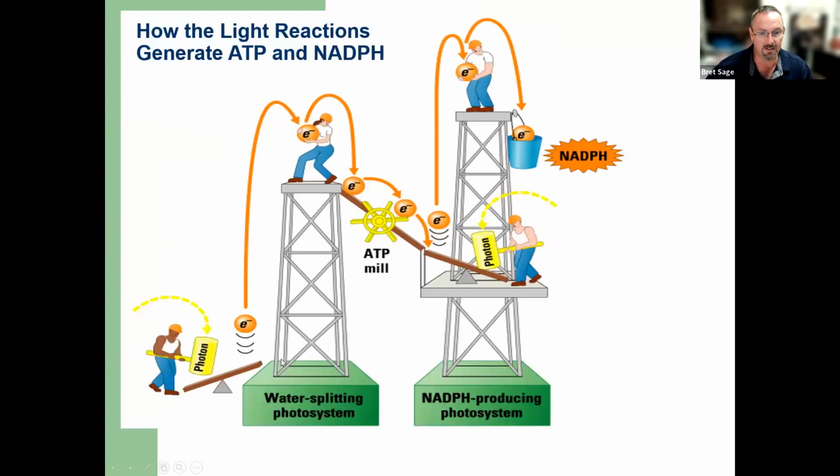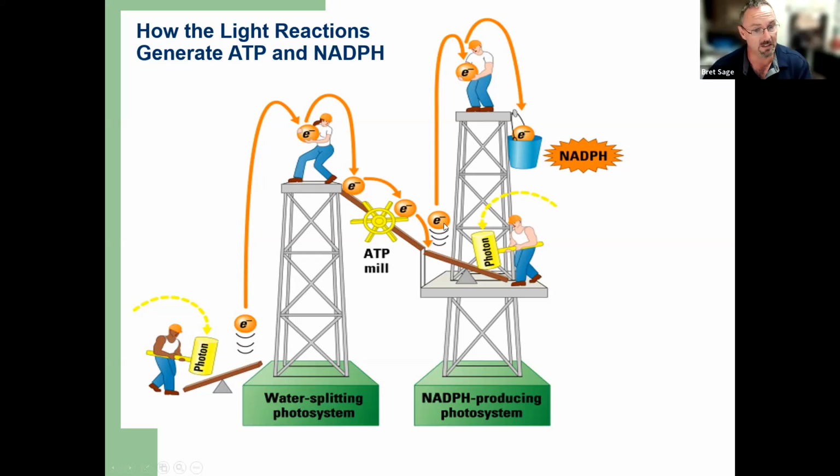Okay, so this is a simplified figure showing how the light reactions work. A photon, a particle of light, hits an electron, energizing it, and it goes up to this water-splitting photosystem. What does water-splitting photosystem do? It uses light to split water. But the key thing here is it slides down through this ATP mill that's very similar to ETS from previous chapter and makes ATP.